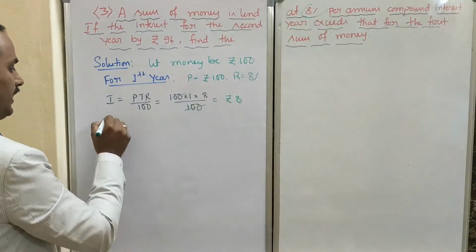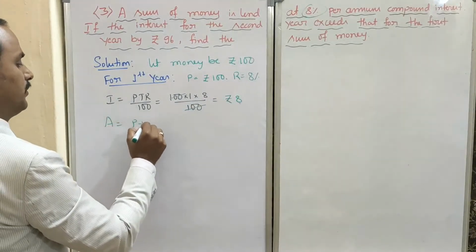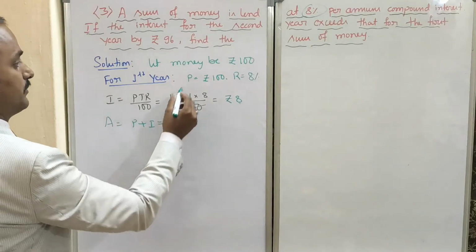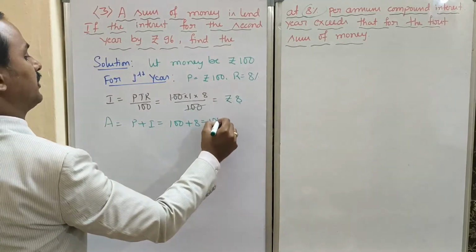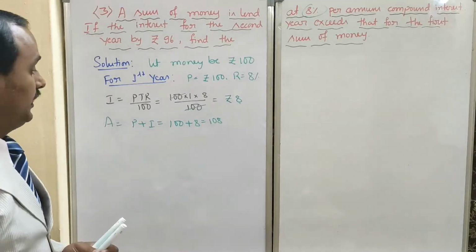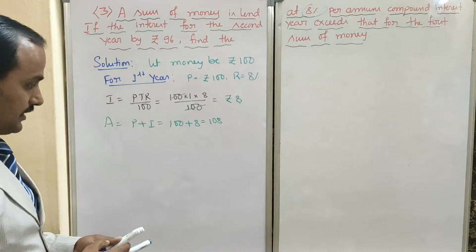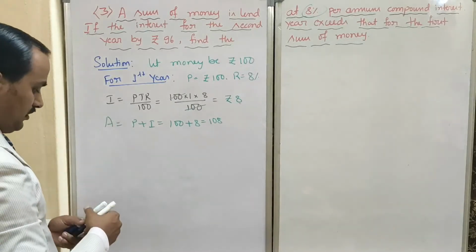Now amount is equal to principal plus interest. First year amount is equal to principal 100 plus interest 8, which is equal to 108 rupees. At the end of the first year, the amount became 108 rupees. Now for the second year, children.